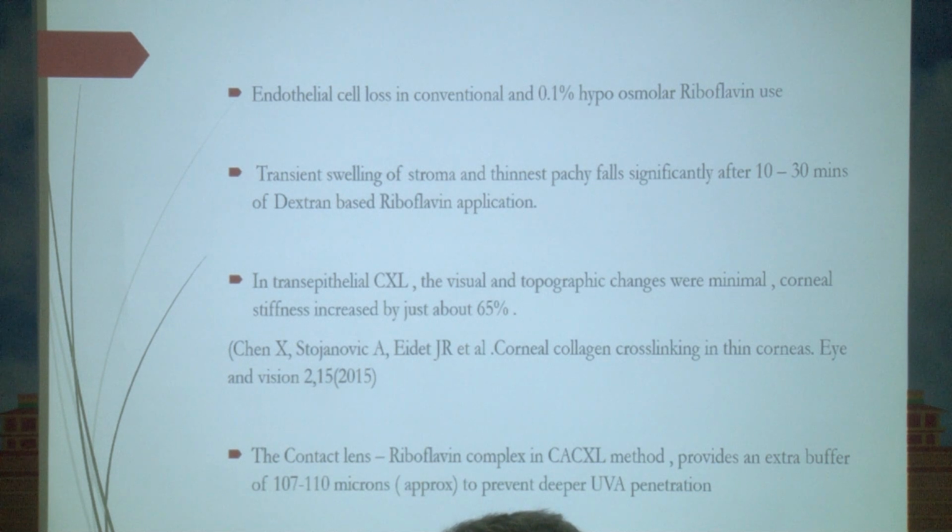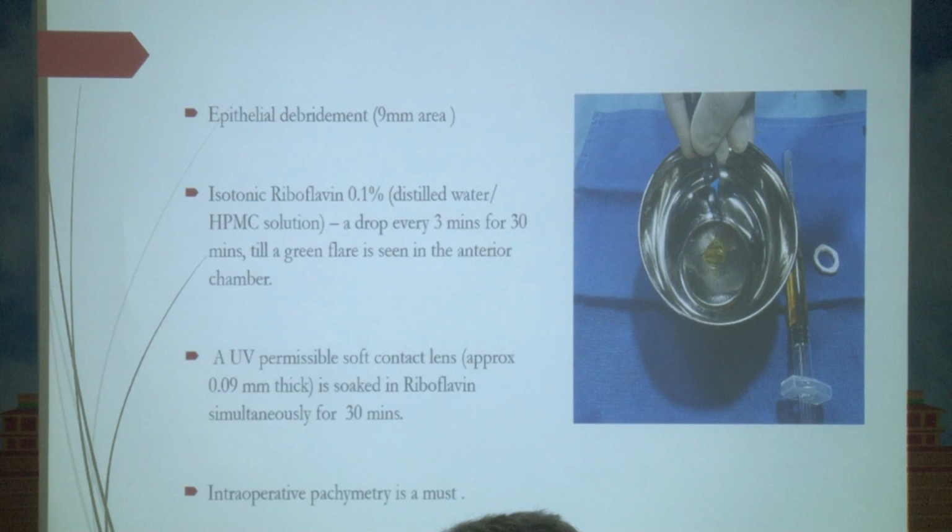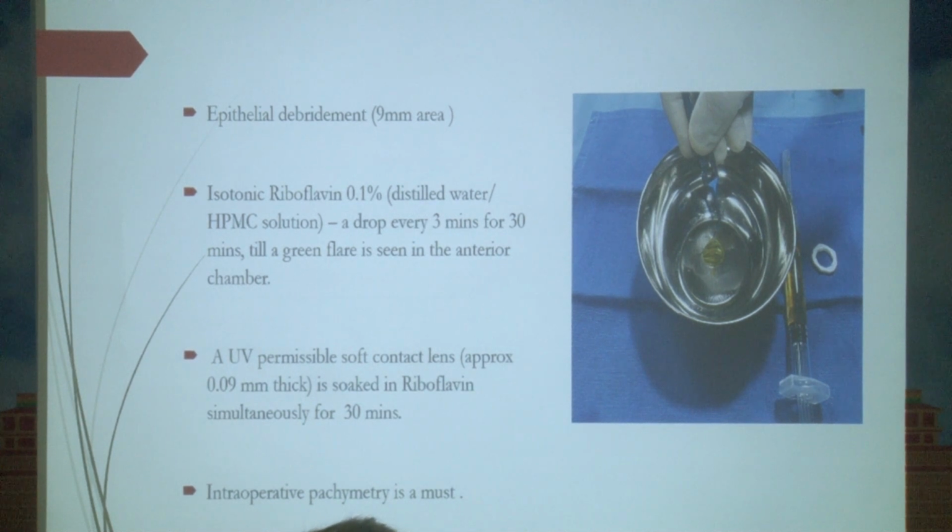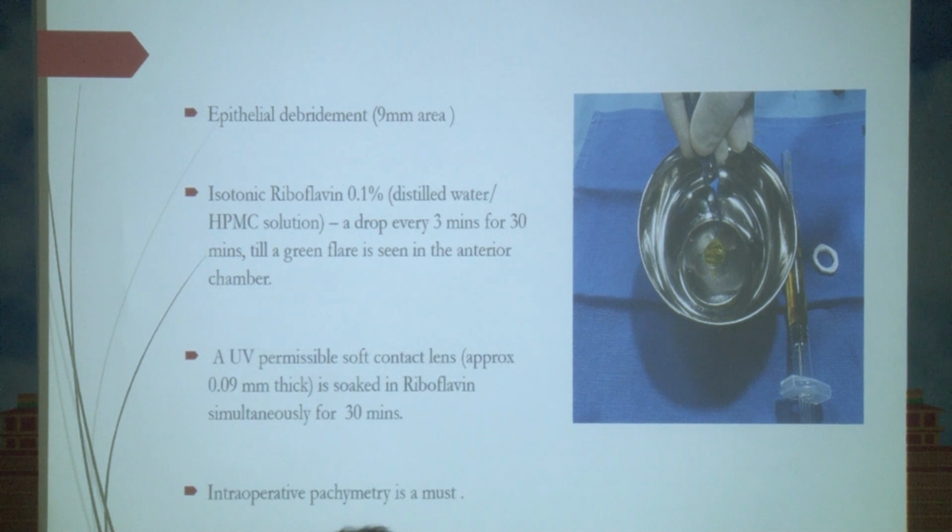With the contact lens riboflavin complex, we get an extra buffer of 107 to 110 microns. So essentially the process is the same, except that while we are applying riboflavin drops on the cornea, simultaneously we have soaked a non-UV barrier free contact lens in riboflavin solution. This is also soaked for 30 minutes. Intraoperative pachymetry is always a must.